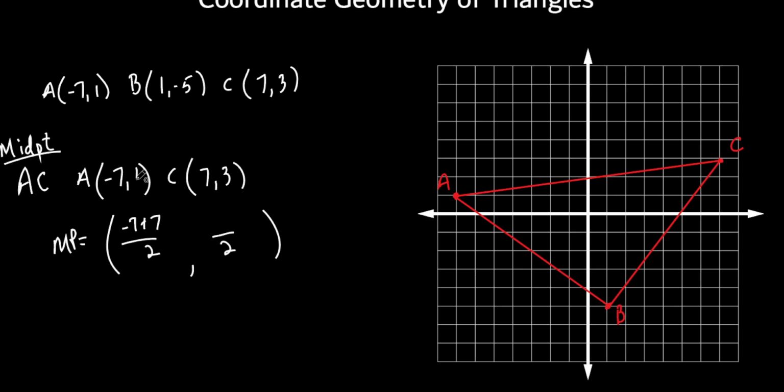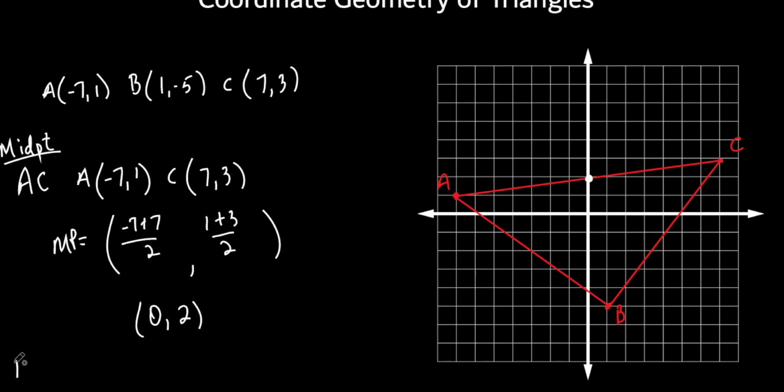And then you add the y's. What is that? 1 plus 3. What's -7 plus 7? 0. 0 over 2 is 0. What's this? 1 plus 3 is 4. Over 2 is 2. So what is the midpoint of AC? 0, 2. Bang, right there. Looks just like it would be in the middle, doesn't it? Yep.